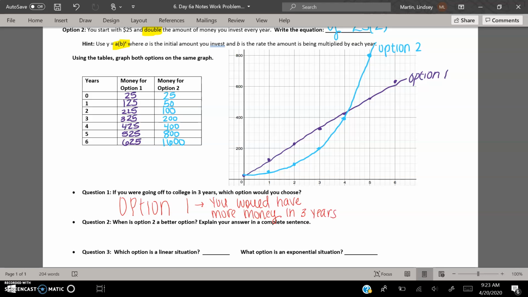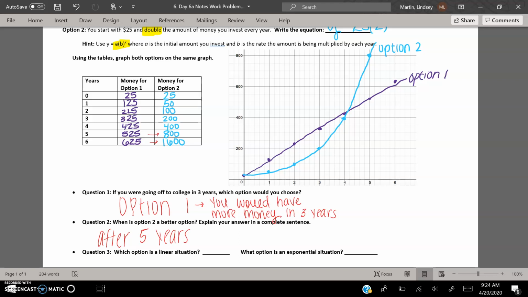When is option number 2 a better option? So that's basically asking me, when is option number 2 going to give me more money? So it does not give me more money until after 5 years. After 5 years, you can see that I have significantly more money than option number 1. For the short term, option number 1 would be the best choice. For the long term, option number 2.